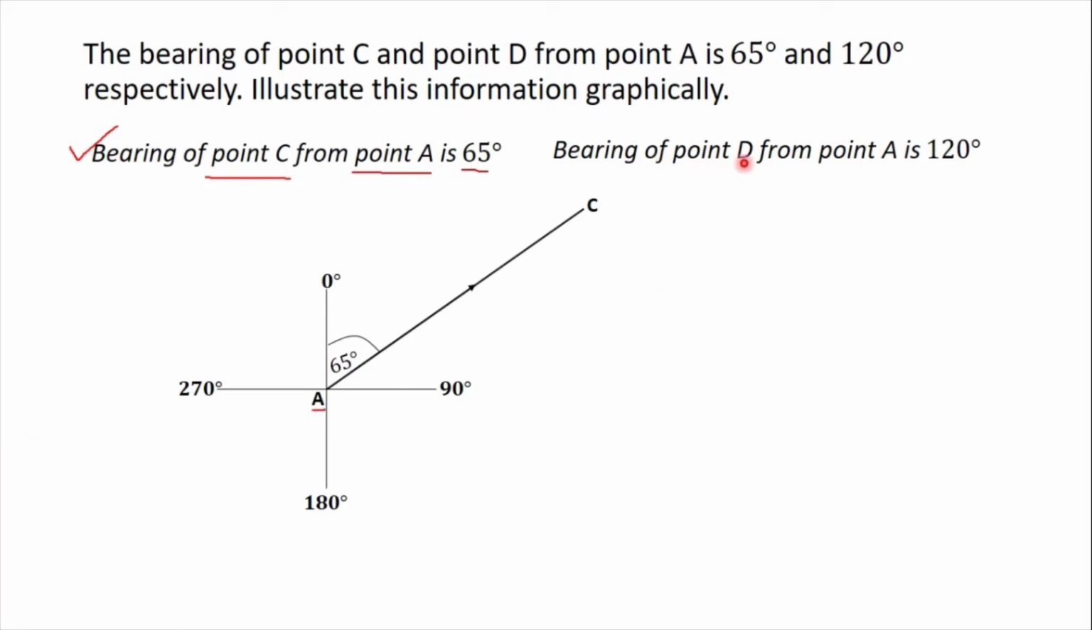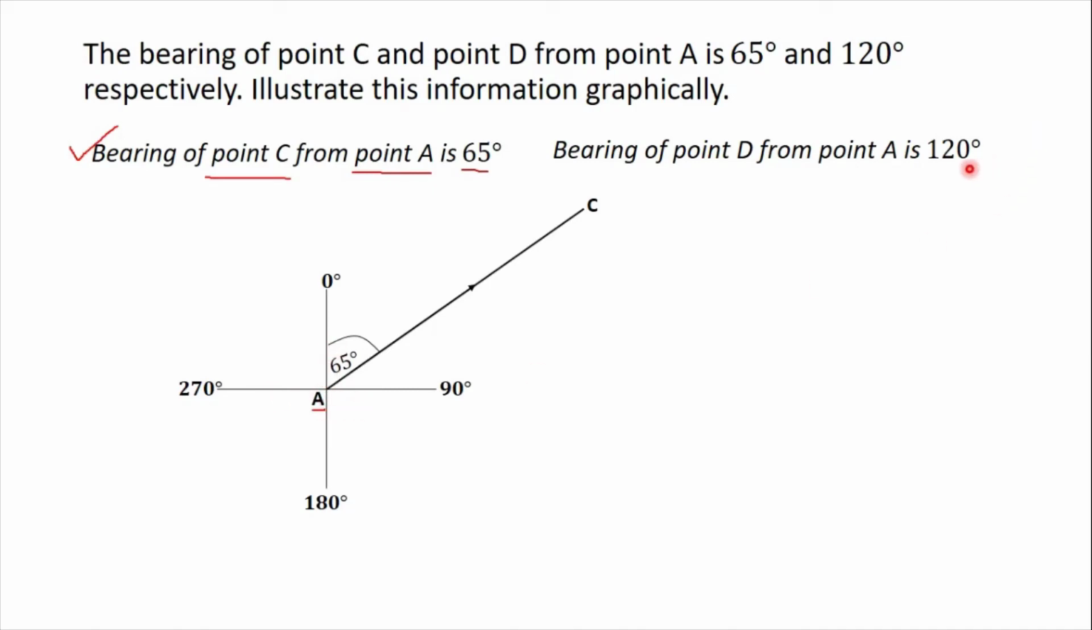The bearing of point D from point A is 120 degrees. So you see that this time, our starting point is still point A. We already have point A here, so we are not going to draw another diagram. It will be on this same diagram here. Our starting point is still point A, but our ending point is point D, and our angle is 120 degrees. So it means that we are going to measure 120 degrees from point A on this same diagram that we've drawn here.